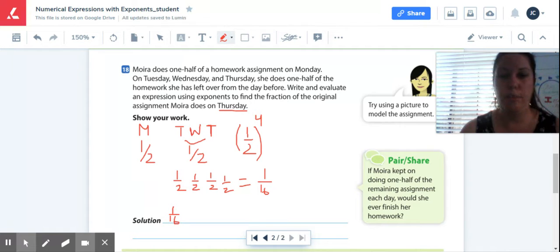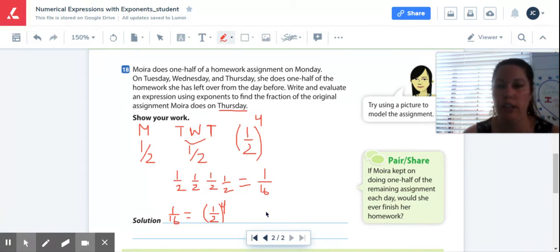And so that's going to be from our expression of 1/2 to the 4th power. And there we go. So she did 1/16 of her assignment on Thursday.